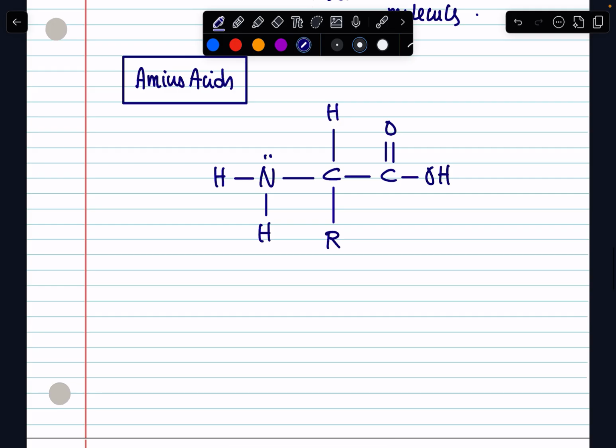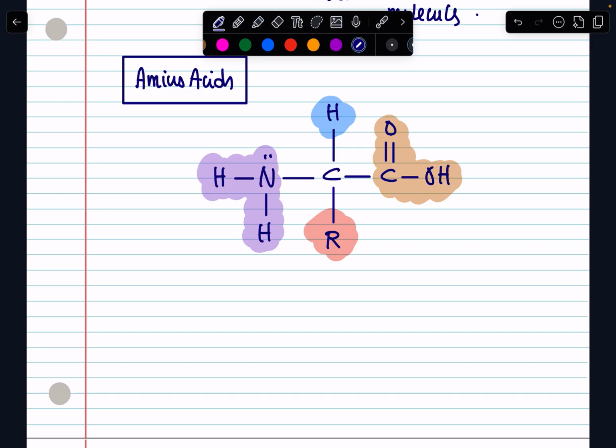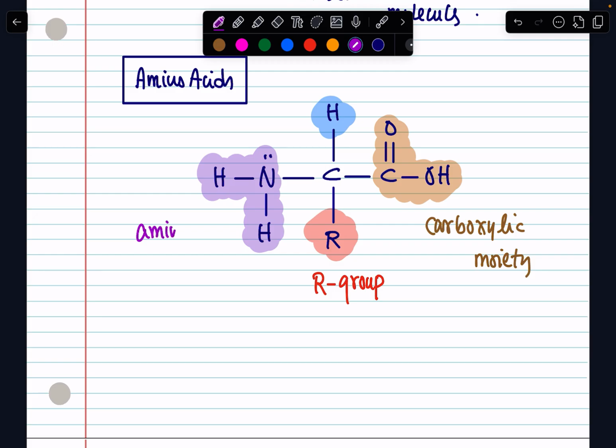Okay, basically, an amino acid has the following regions. It has a carboxylic region, it has an amino group, it has an R group, and it has a hydrogen. Okay. So first of all, let's see what's what. So this one here I'm showing you is a carboxylic moiety. This is called an R group. This is called the amine or amino group, amino moiety, and that's just hydrogen.